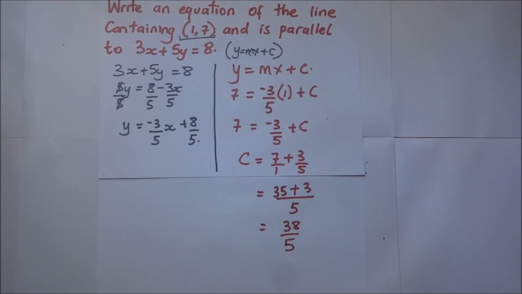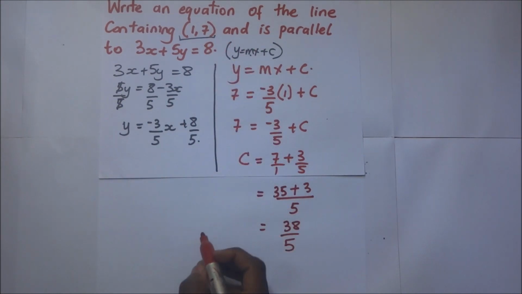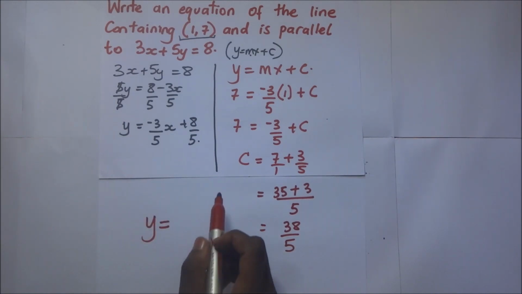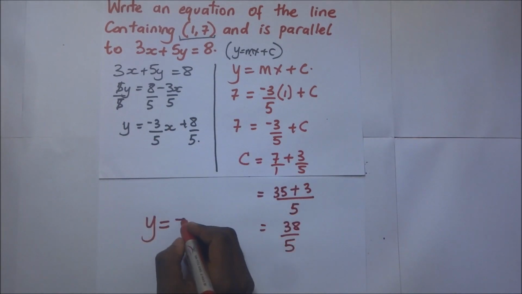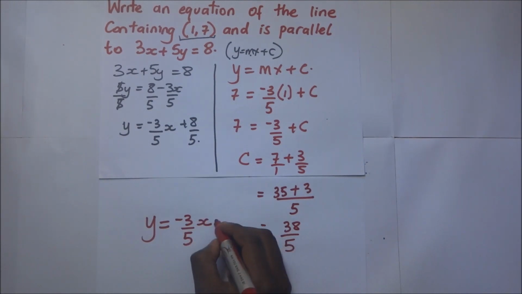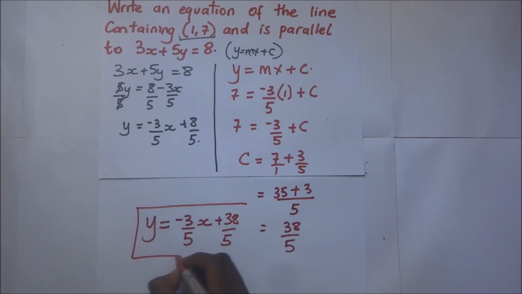So to go ahead and write the real equation of the line, our equation is definitely going to end up being y equals our value of m, which is the gradient, negative 3 over 5, x plus c, which is 38 over 5.